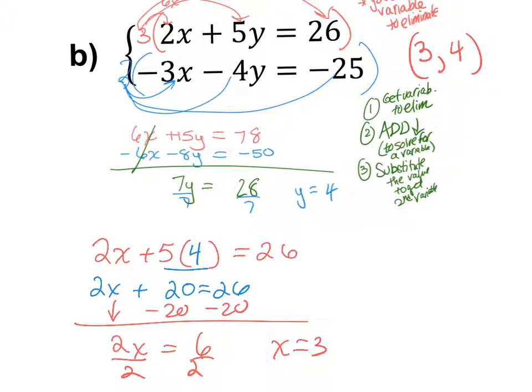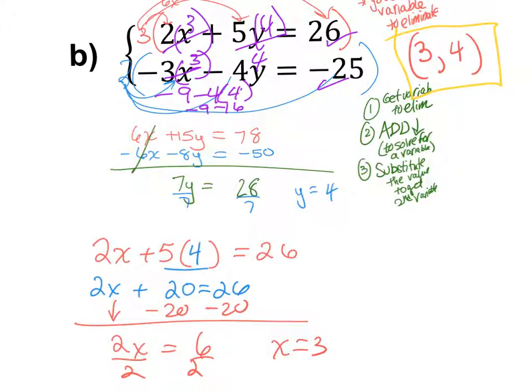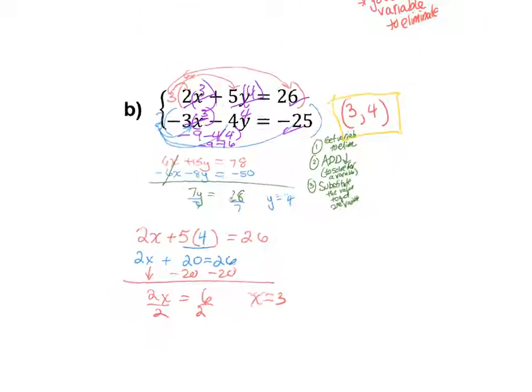Check your work. I'm going to plug in x for 3 here and y for 4 here. 2 times 3 is 6. 5 times 4 is 20. 6 plus 20 is 26. Satisfies the first one. Negative 3 multiplied by 3 is negative 9. Negative 4 multiplied by 4 is negative 16. So this would be negative 9 minus 16, which equals negative 25. So I know that my solution of 3, 4 satisfies both equations. Therefore, it is the solution to the system.